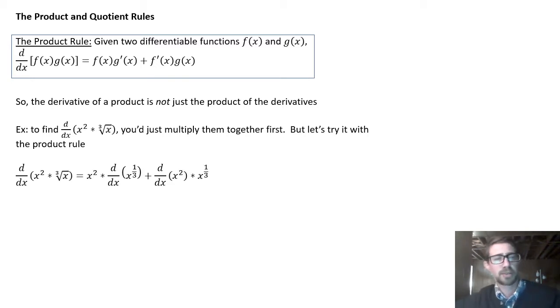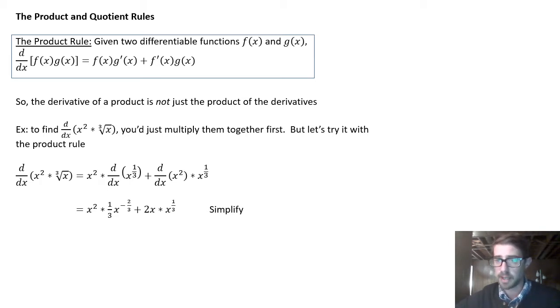So the product rule says that it's the first function, x squared, times the derivative of the second function, x to the 1/3, plus the derivative of x squared times the second function, x to the 1/3. So you see this rule makes copies of the original functions. We're going to have a copy of x squared and a copy of x to the 1/3 in our final result. That's x squared times 1/3 x to the negative 2/3 plus 2x times x to the 1/3.